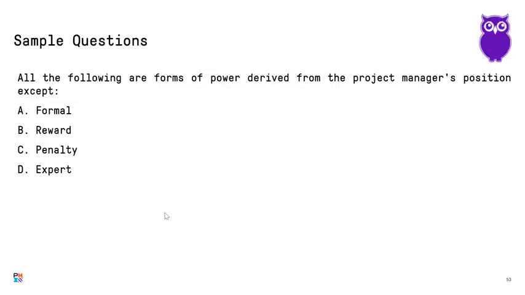So in other words, the right answer here will be the expert. The expert is the right answer, because all the following are forms, but you have to remember that there is the word except. So all these are correct, but the right answer is the expert.